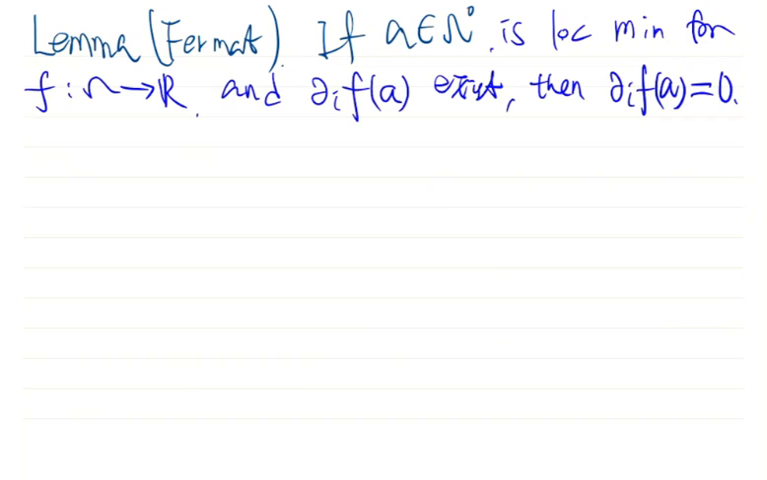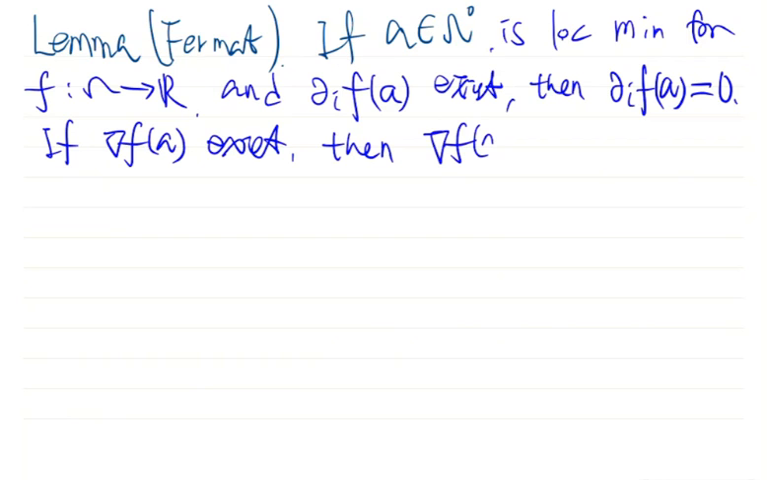Okay, so this is the Fermat lemma. As a consequence, if the gradient of f at A exists, that is, for every i the partial derivative exists, then every partial derivative is 0, therefore the gradient is 0. A point with 0 gradient is called a critical point.